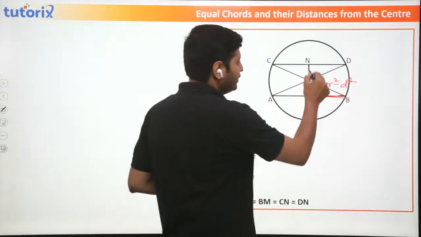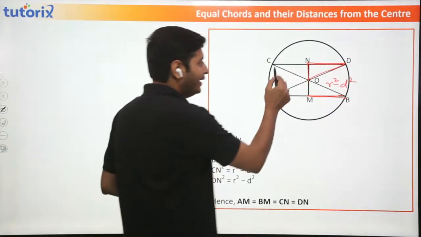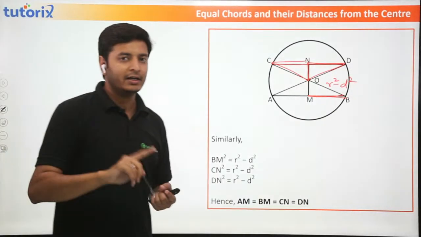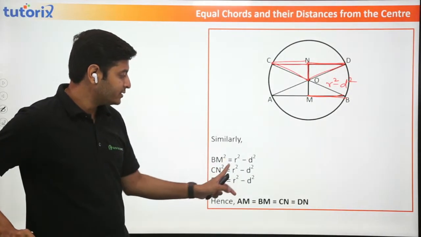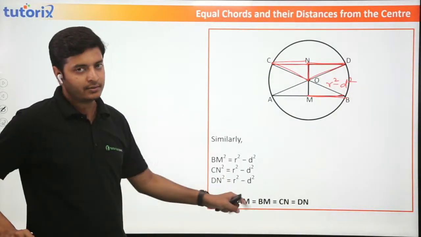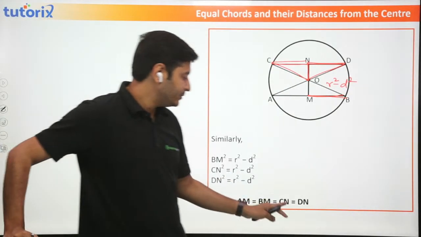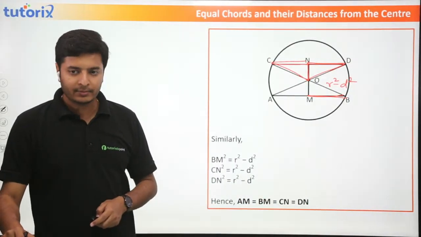In the same way, you can find the value of DN in this triangle and CN in this triangle. So all four of them are equal in length, and that is R square minus D square, R square minus D square, R square minus D square. So hence AM is equal to BM is equal to CN is equal to DN. All four of them are equal.